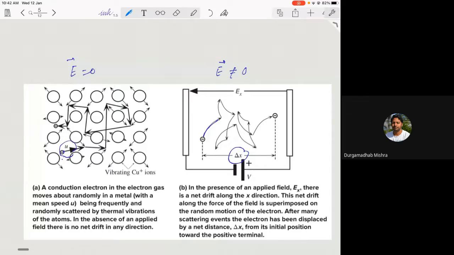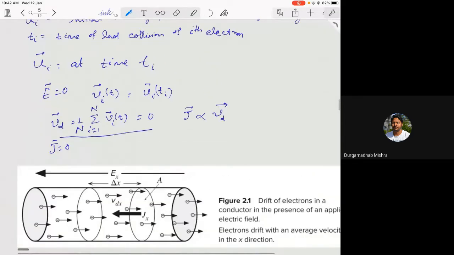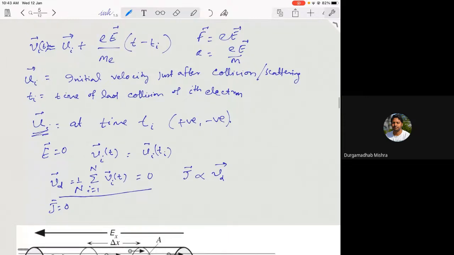And in principle, what we saw here, this u, is the initial instantaneous velocity just after scattering. So it can be positive, it can be negative, okay? And therefore, when you take the average, you get a zero when there is no electric field. However, if you have an electric field, this term will be non-zero, and therefore you will have a non-zero drift velocity.